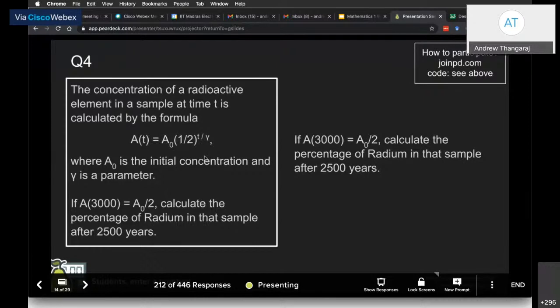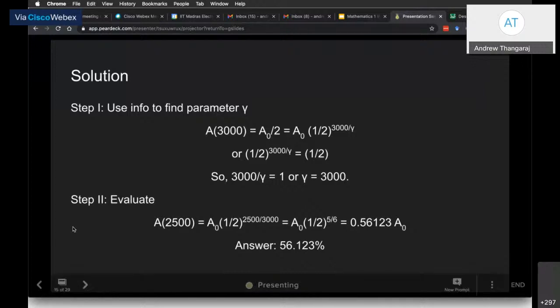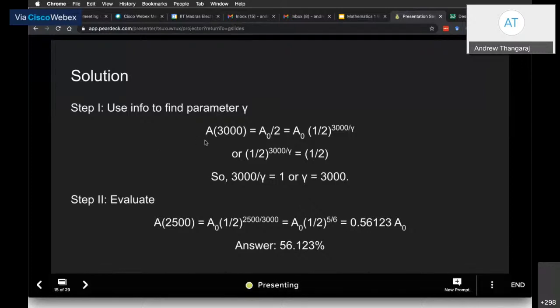Okay, so let's go through and see how one does this calculation. Like I said, there are two steps. Using the one value that's given to you, you find gamma, and then plug in that value of gamma and find what you want. You want A of 2500. Notice what I've done here. A of 3000 is A naught by 2. But from the formula for A of t, you should put t equals 3000. So you have A naught times half raised to the power 3000 by gamma.